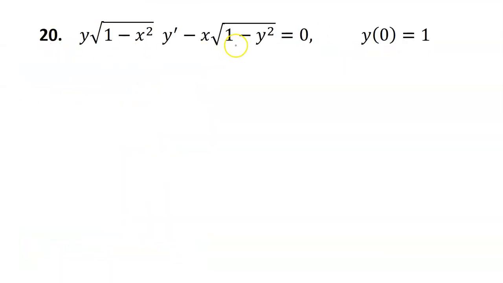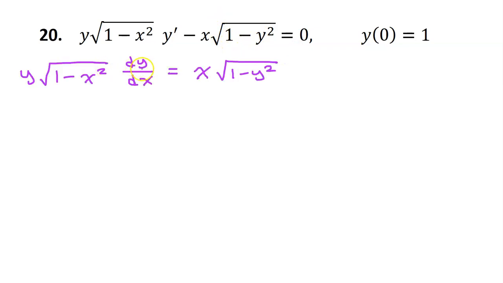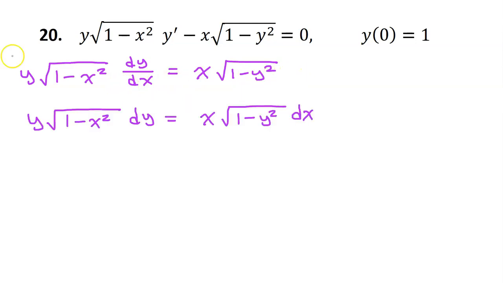Number 20. Ultimately, I need all of the y's on the left and the x's on the right. But first, I'd like to fix the fact that this is a subtraction problem by adding this term to both sides of the equation. At the same time, I went ahead and wrote y prime as dy dx. Let's move that dx over to the right-hand side by multiplying both sides by dx.